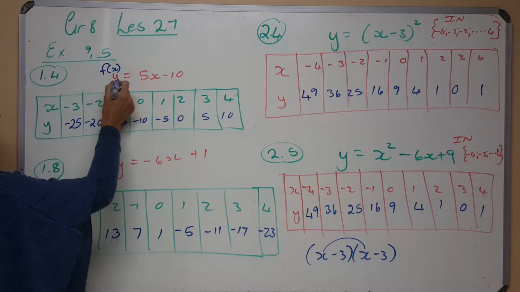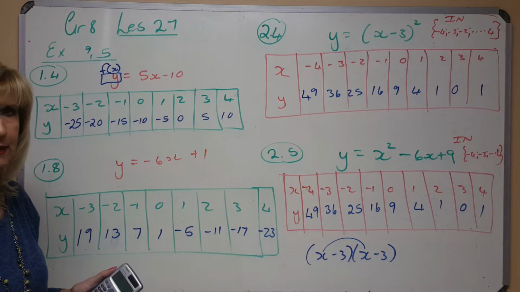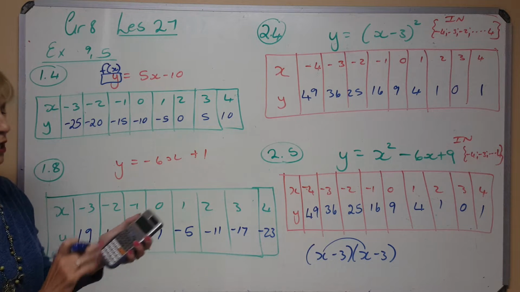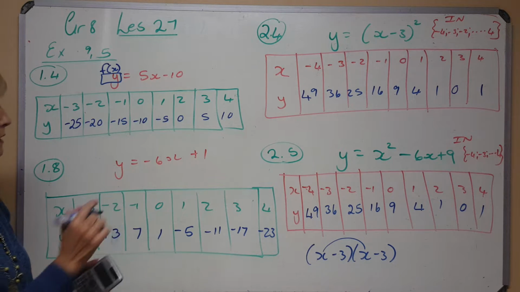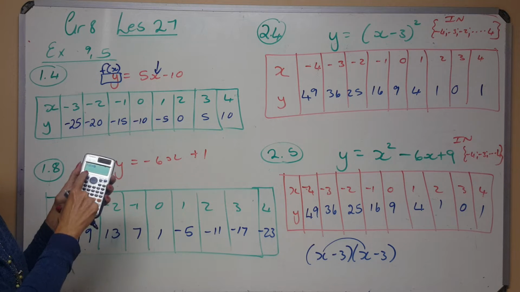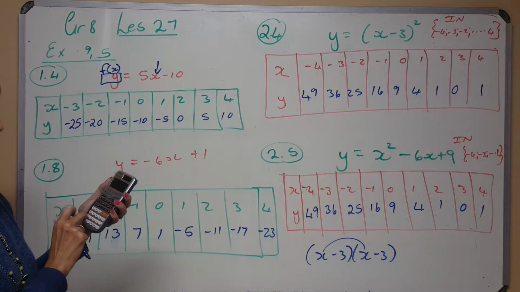Nou het ek vir jou geleer, fx is just in the place of y, but that's for later in your mathematical life. Maar dan moet jy intik 5x min 10. So 5 is no problem, and then x is going to be alpha, which is next to the shift key, alpha x, and then minus 10.